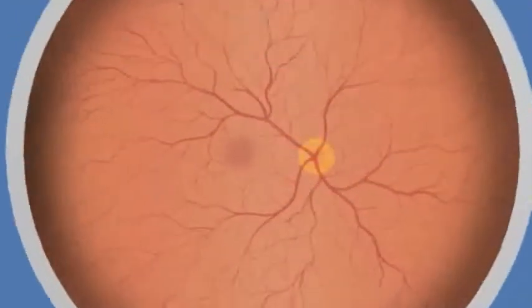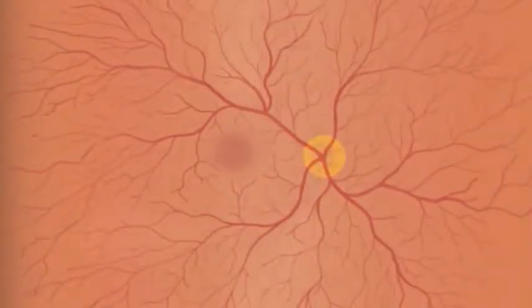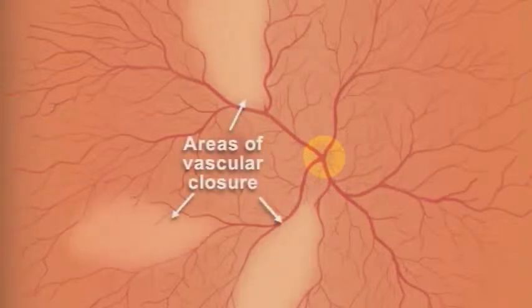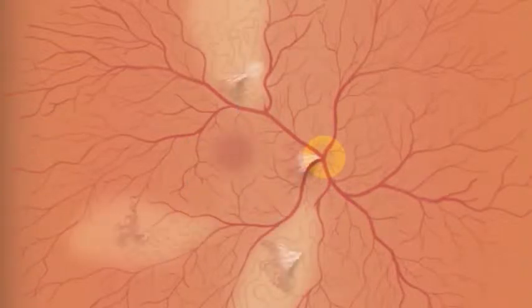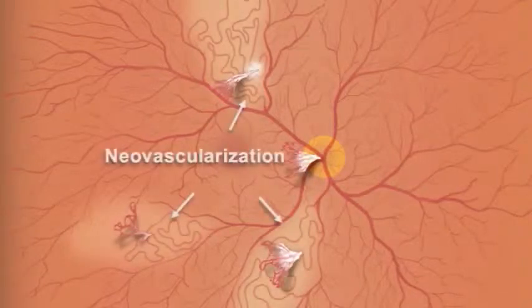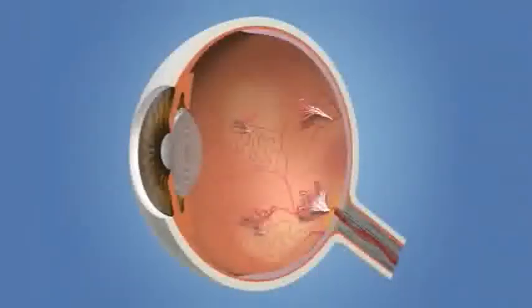With PDR, many blood vessels in the retina close, preventing adequate blood flow to the retina. The retina responds to this problem by trying to grow new blood vessels. However, these new abnormal vessels do not provide proper blood flow. They can also bleed as well as lead to scar tissue, which may cause the retina to wrinkle or even detach.